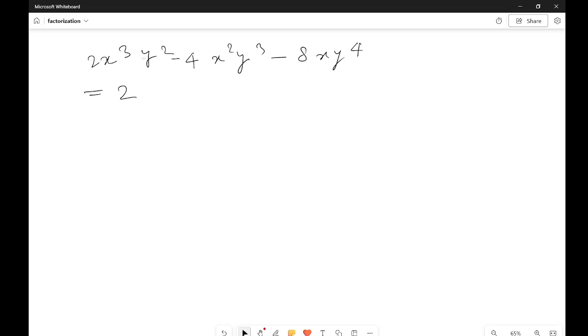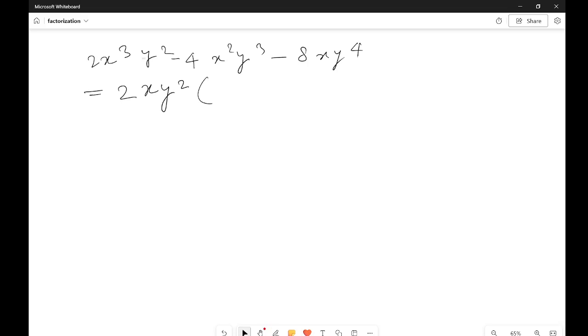Now let's see the variable part. X cube, x square, x, third expression. Of course I can take x as a common. Now let's see, do we have common in the y? Okay, so first y square, y cube, y power 4. So y square, y cube, y power 4, what will be the common? Y square will be the common. So took y square, bracket start.